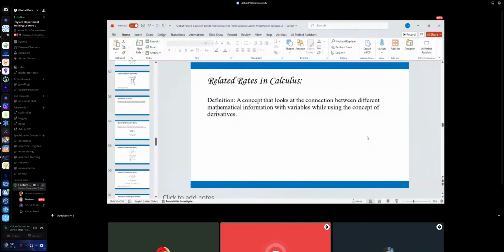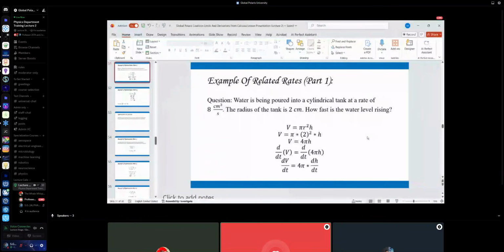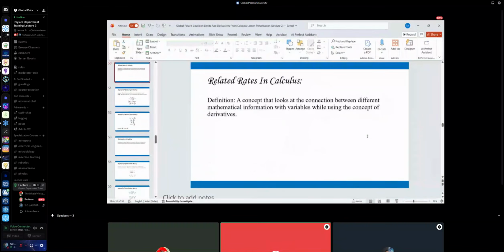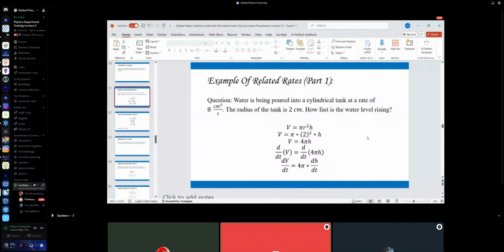But okay, there's two concepts: related rates and optimization. They're a little bit similar, I would say. Related rates are easier than optimization. Related rates is basically looking at the connection between multiple sets of information that are hidden as variables, and connecting it to derivatives. So let's look at an example. If I told you water is being poured into a cylindrical tank at a rate of 8 centimeters cubed per second, and the radius of the tank is 2 centimeters, how fast is the water level rising?